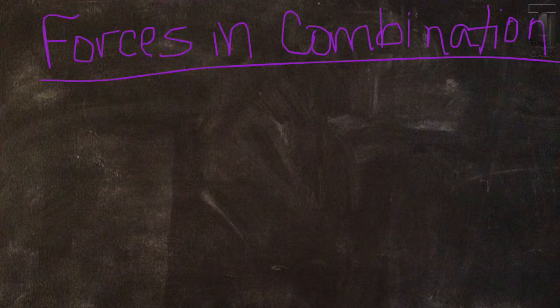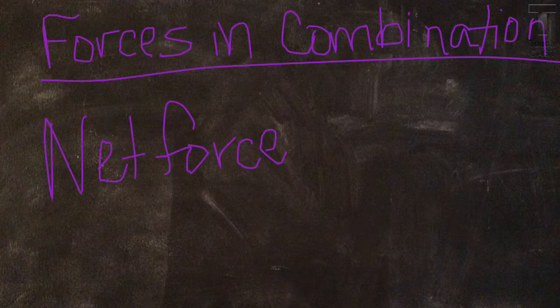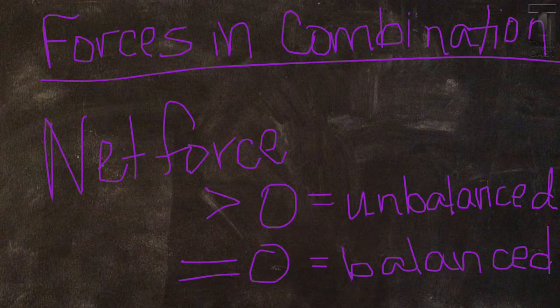All forces that exert on an object at the same time, your net force, is the result of all of these combinations. So when we have a net force that is greater than 0, we have an unbalanced force. If the net force is equal to 0, we have a balanced force.